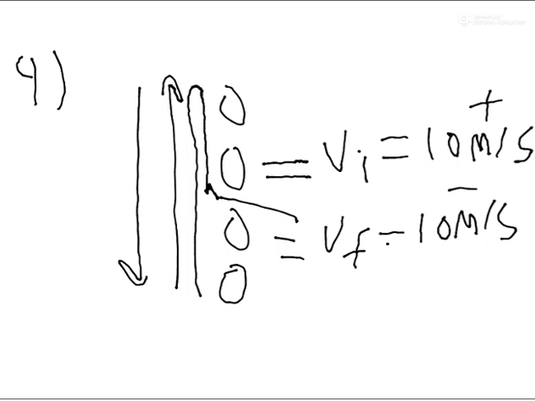So that's something important to know, that for objects that are projected upwards in a perfectly vertical direction, the velocity, or the VI, is equal in magnitude but opposite in direction to the velocity at the same height.